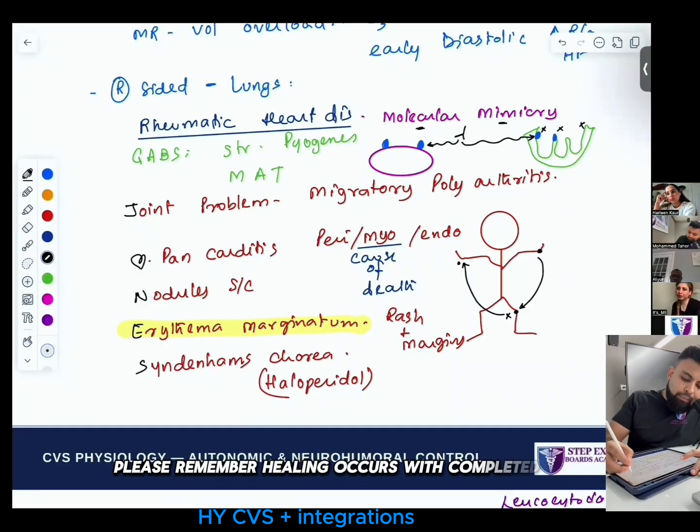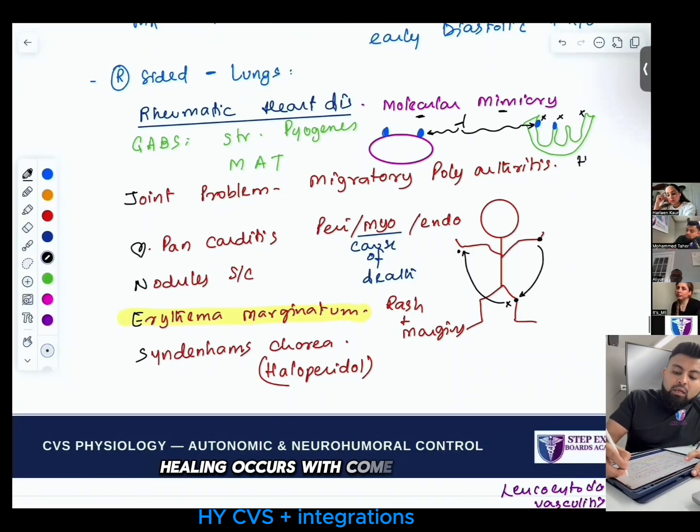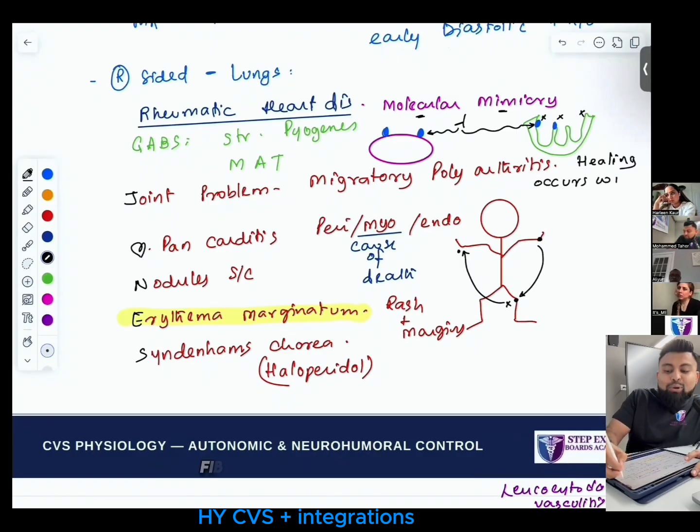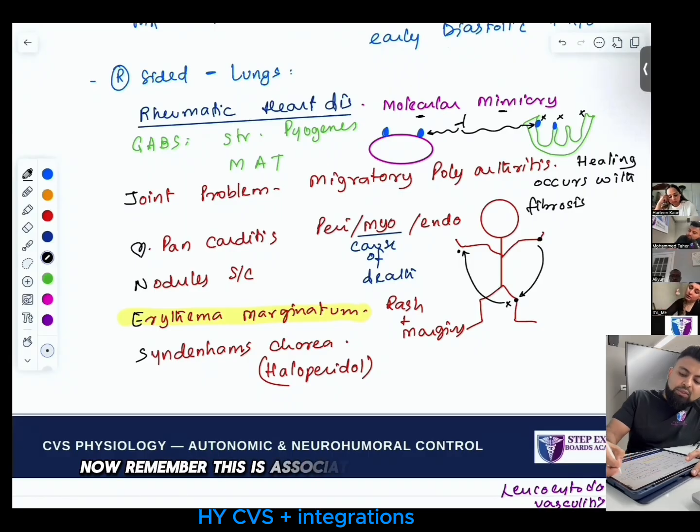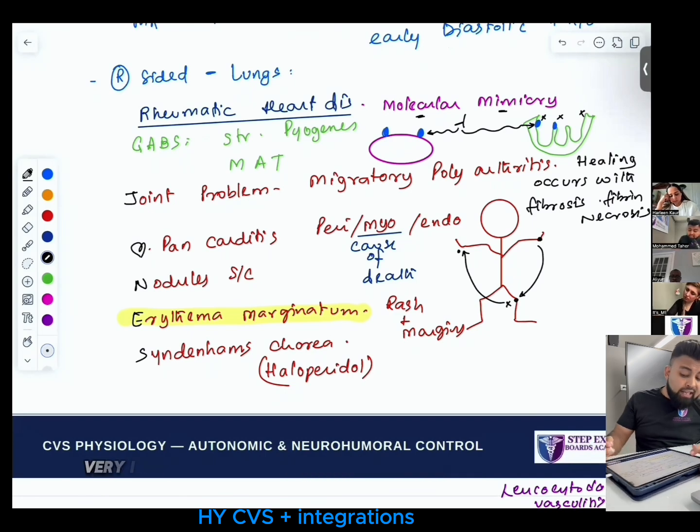When you have these destructive lesions, like you see in patients with rheumatic heart disease, please remember, healing occurs with fibrosis. Now remember, this is associated with fibrinoid necrosis. The type of necrosis which you will see here is very, very important.